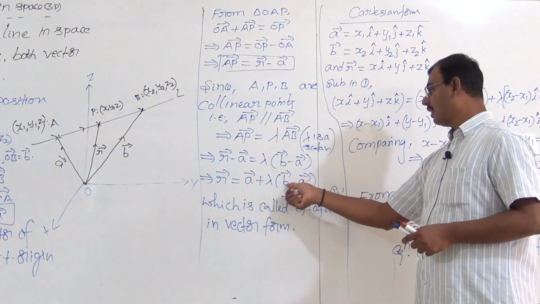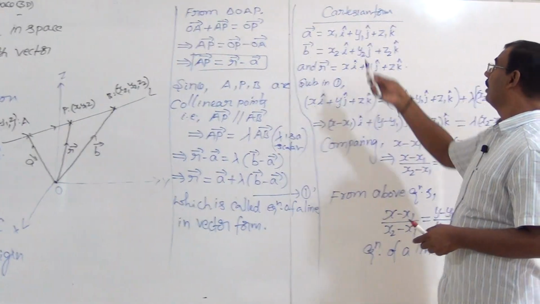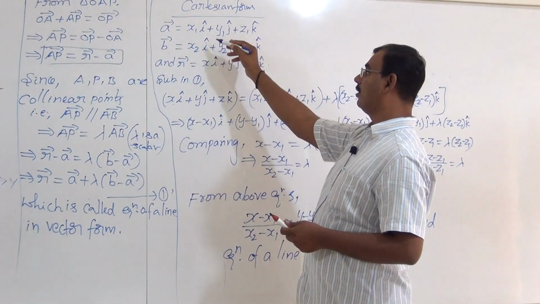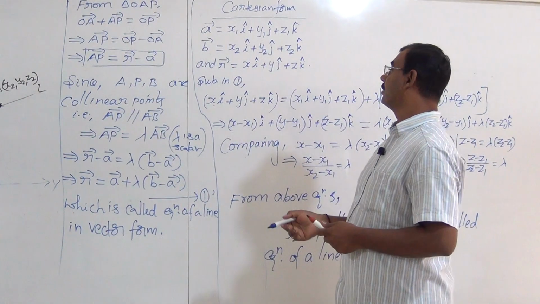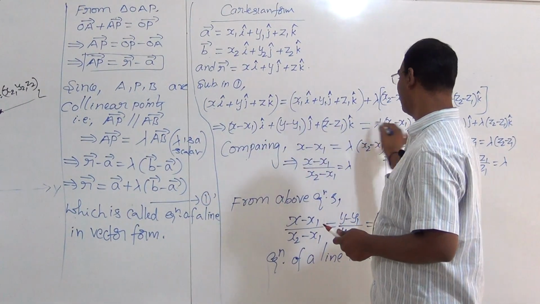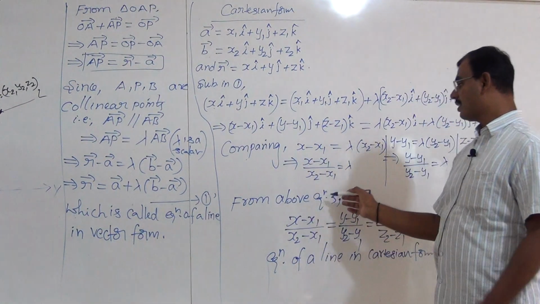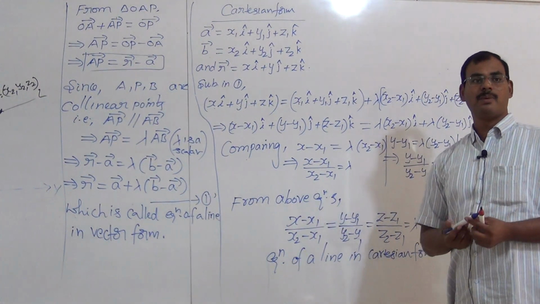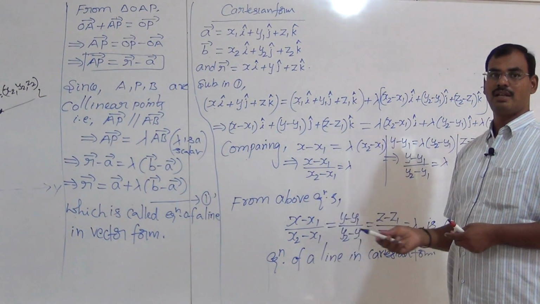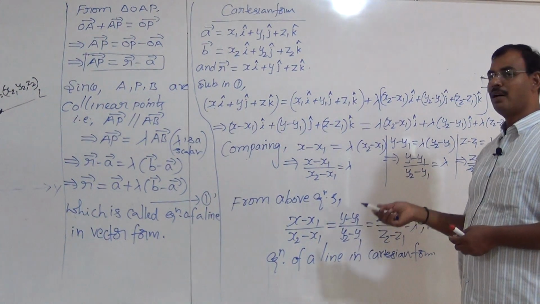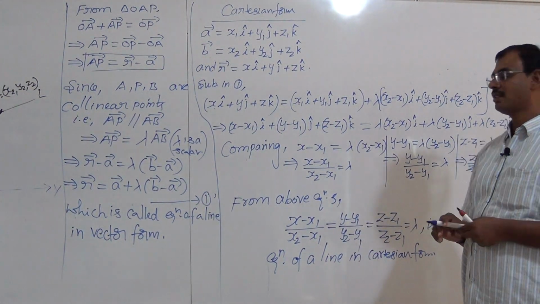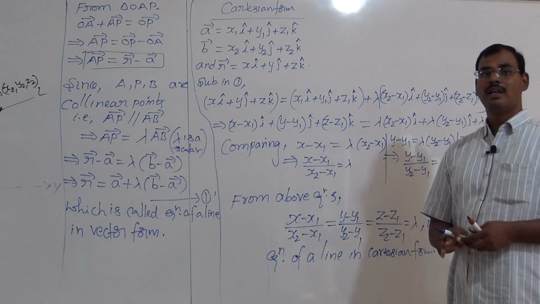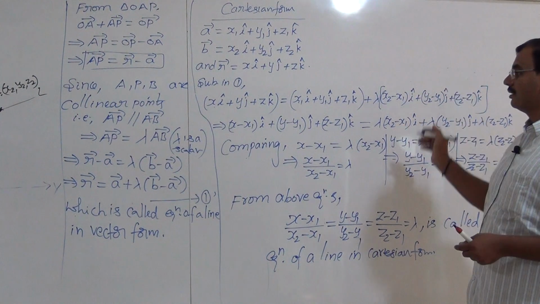This is a point, here also a point there. Next, using the Cartesian method, using the first equation, take the A bar, B bar, R bar in vector form, substitute in the equation and simplify. We get the equation of a line in Cartesian form. What is that? x minus x1 upon x2 minus x1 is equal to y minus y1 upon y2 minus y1 equals z minus z1 upon z2 minus z1. It is called the equation of a line in Cartesian form.